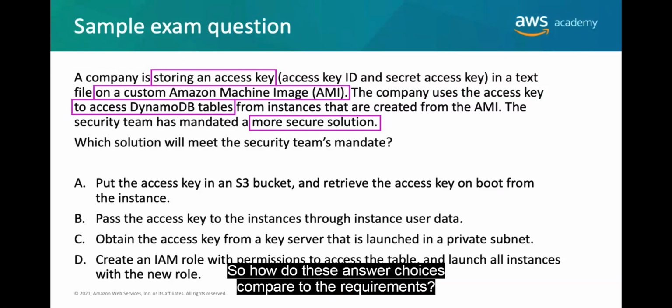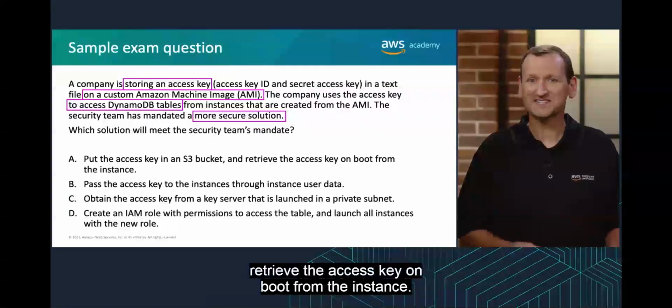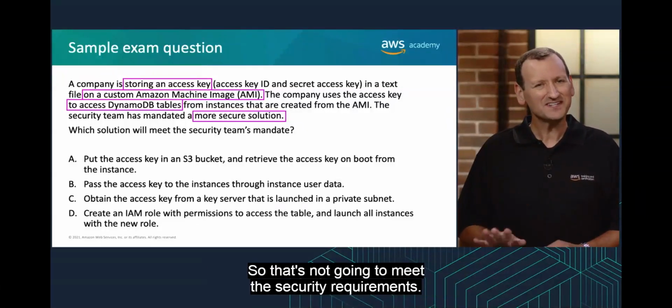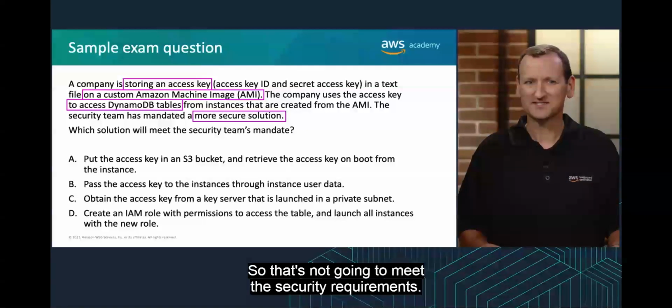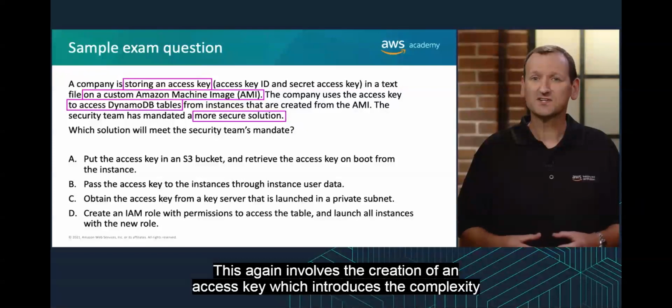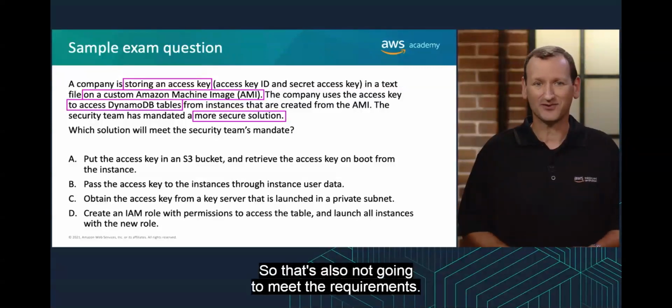So how do these answer choices compare to the requirements? Put the access key in an S3 bucket and retrieve the access key on boot from the instance. This involves the creation of an access key, which introduces the complexity of managing that secret. So that's not going to meet the security requirements. Pass the access key to the instances through instance user data. This again involves the creation of an access key, which introduces the complexity of managing that secret. So that's also not going to meet the requirements.